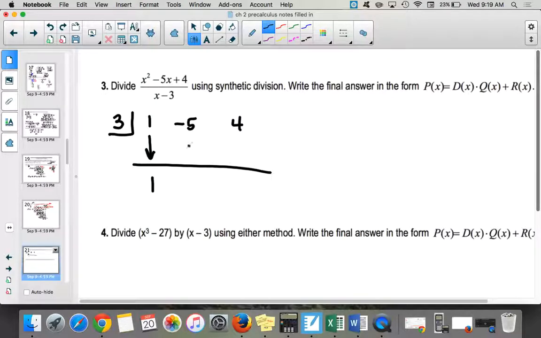So we drop the 1. 3 times 1 is 3. We add straight down and get negative 2. 3 times negative 2 is negative 6. We add straight down, we get negative 2. We box that part in, that's our remainder.